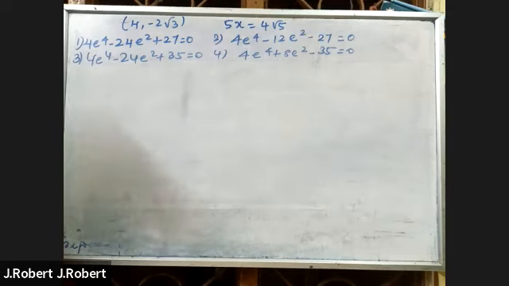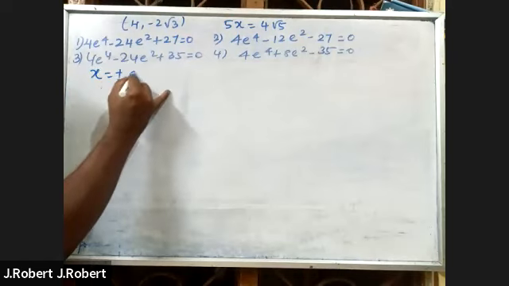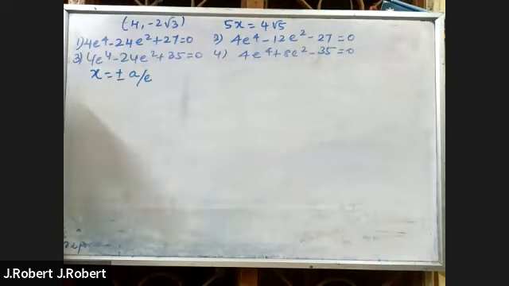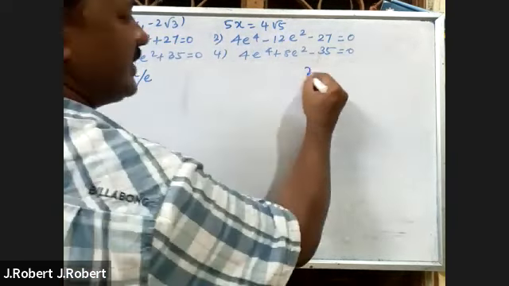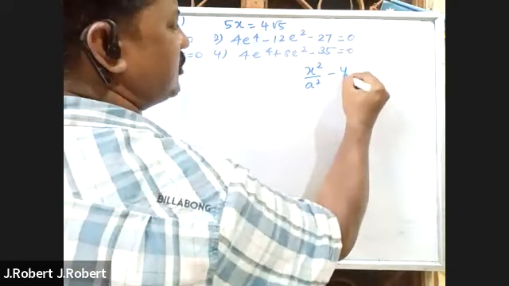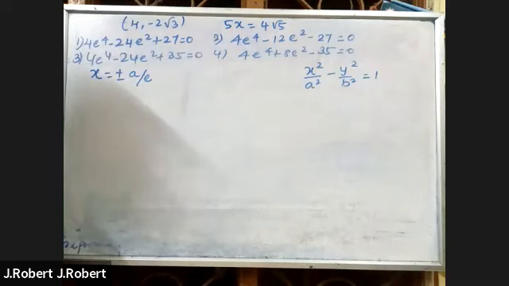Okay, so again, I'll repeat: the directrix of the hyperbola centered at the origin and passing through the point (4, -2 root 3) is 5x equal to 4 root 5. First, the equation of the directrices of a hyperbola is x equals plus or minus a by e. Since this is centered at the origin, the equation of the hyperbola becomes x square by a square minus y square by b square equals 1, no doubt in that.